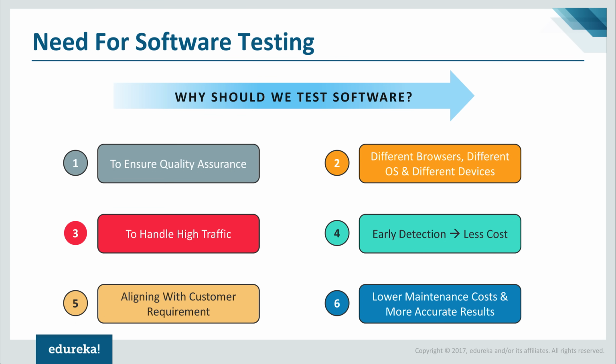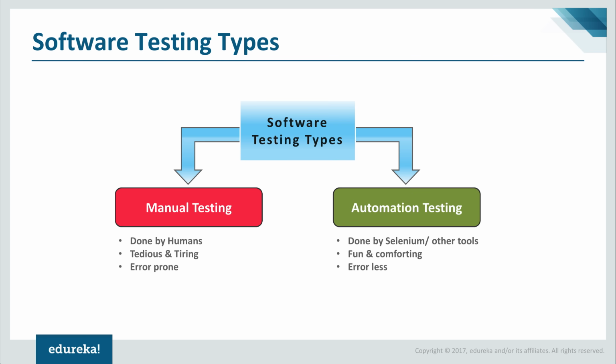All right. Okay, so now that I've spoken about what is the need for software testing, now let's see what are the different ways to test any software. Okay, so traditionally there are 2 types. One is manual testing and the second is automation testing. Now this manual testing is the kind of testing which is done basically by humans.